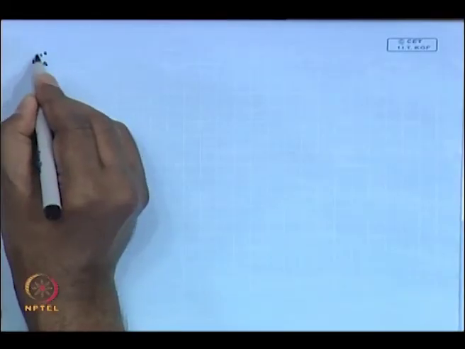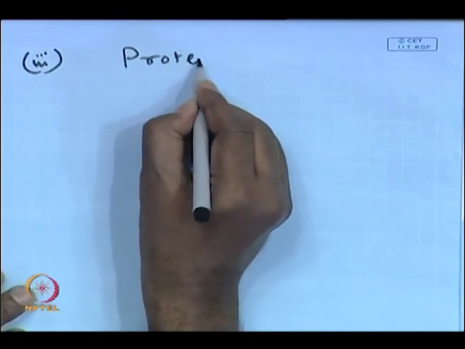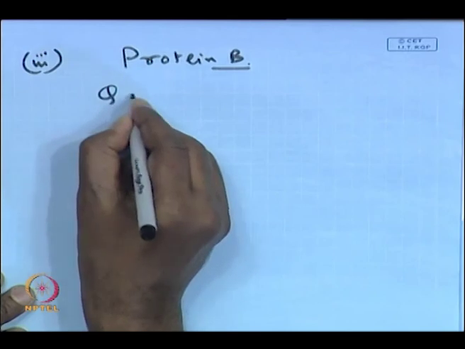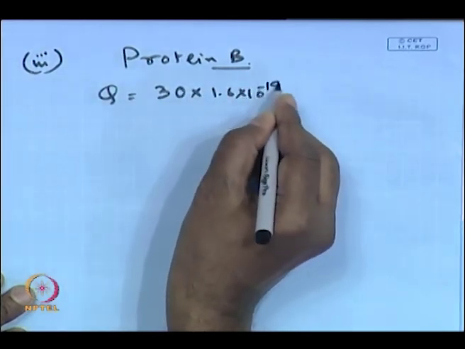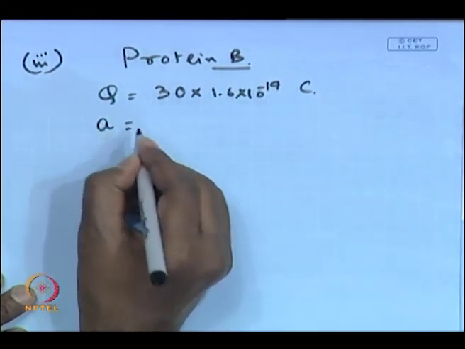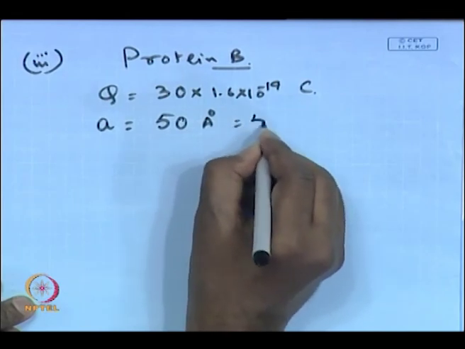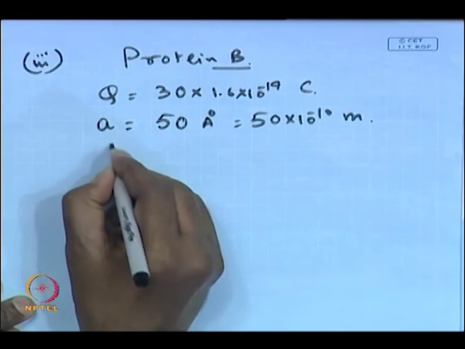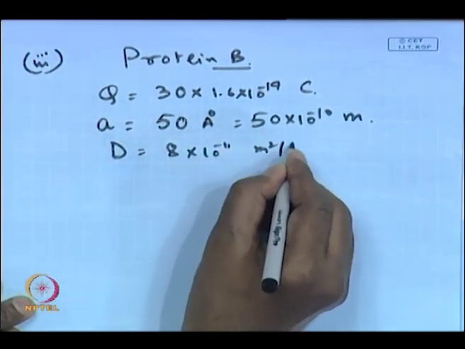Now, let us look into part 3, that will be pretty interesting. We are talking about protein B. In this problem, Q is given as 30 e, right, 30 into 1.6 into 10 to the minus 19 coulomb. Okay. The radius is given as 50 angstrom. So, this is 50 into 10 to the minus 10 meter, okay, and diffusivity is given as 8 into 10 to the minus 11 meter square per second.